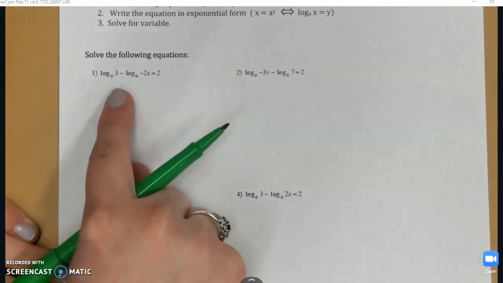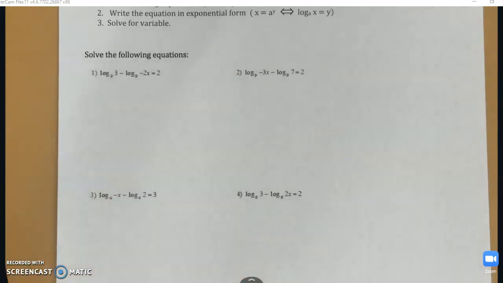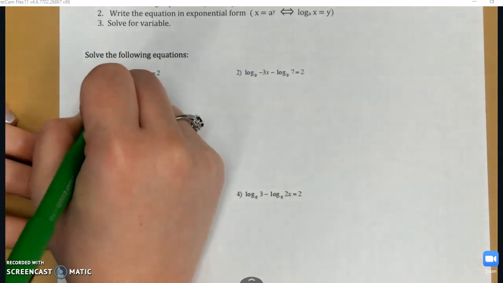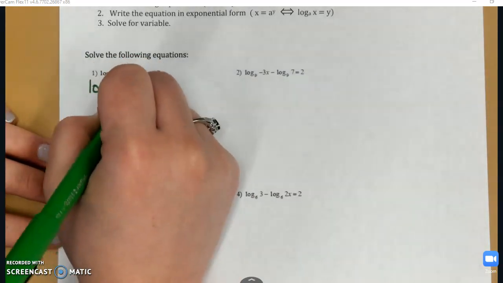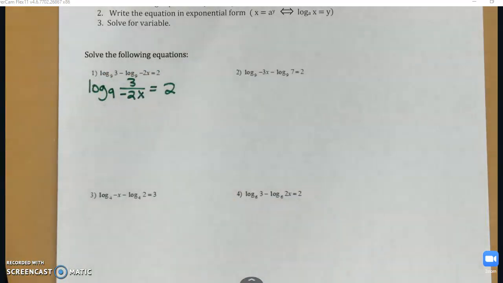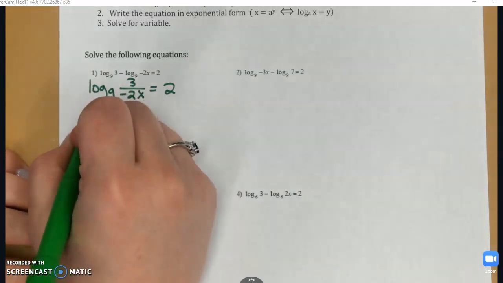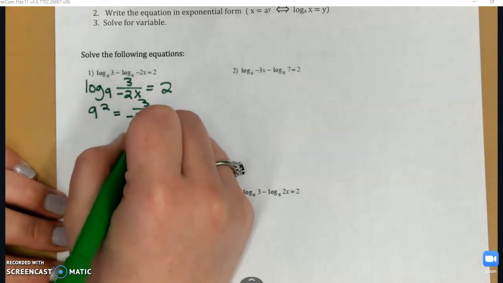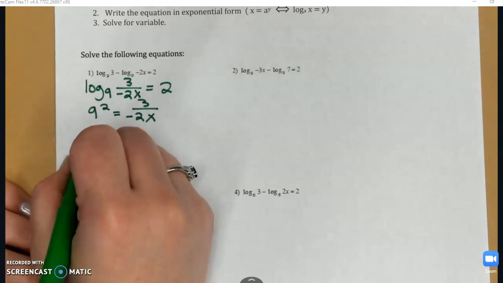I have 2 logs being subtracted, which tells me I'm going to be using my division property to condense that to log base 9 of 3 over negative 2x, and that equals 2. Now, my log is a single log that has been isolated, so I'm ready to go to step 2, which is write it in exponential form. So 9 squared equals 3 over negative 2x. 9 squared is 81.